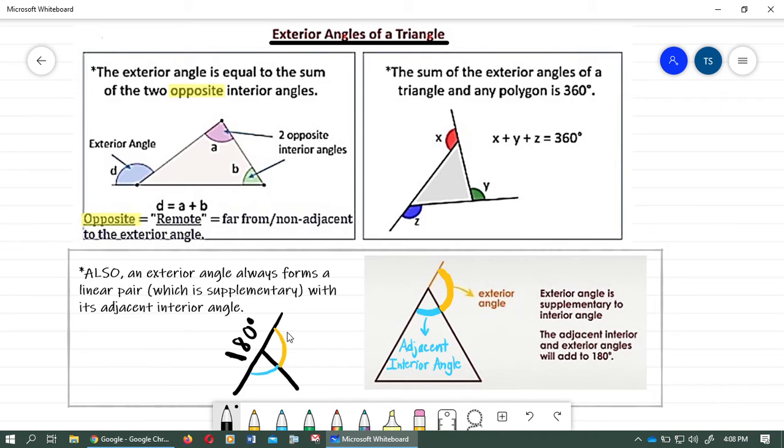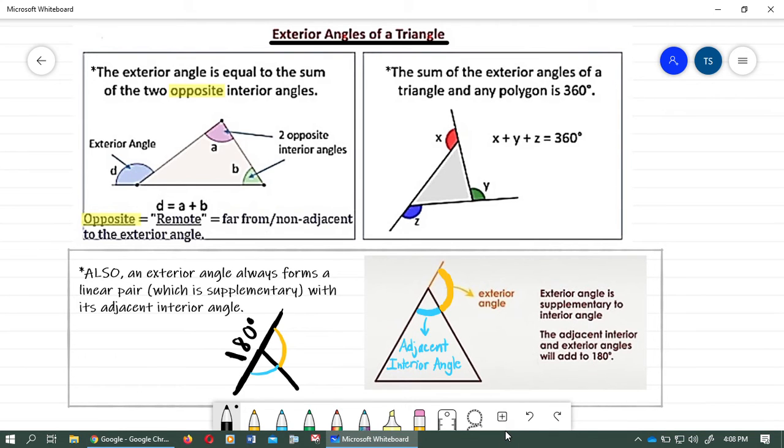Don't forget that, folks. Because again, we've got these two angles, the exterior angle there and the adjacent interior angle for that exterior angle. They form a straight line. I'm going to erase this straight line right here that I'm putting right there. But they form that straight line right there, and I'm about to erase it again. Okay? And any straight line is 180 degrees.